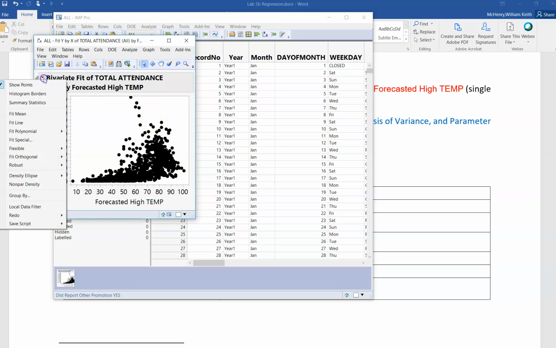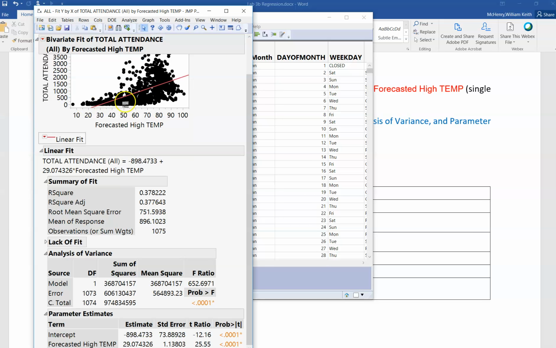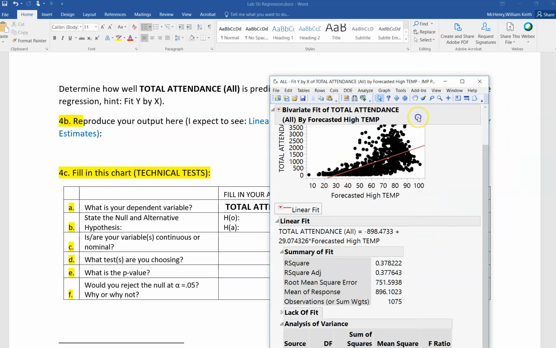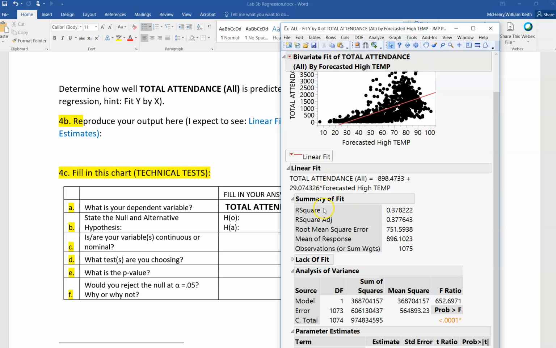So I'm going to click on the red triangle and I'm going to say fit line, and now I get all of the main output for a single regression. I've asked you to reproduce linear fit, summary of fit, analysis of variance, and parameter estimates. So you can see those are right here: linear fit, summary of fit, analysis of variance, and parameter estimates.